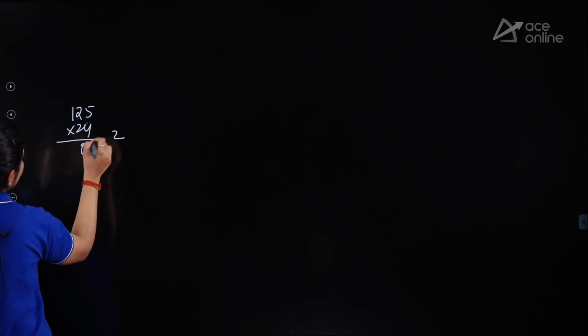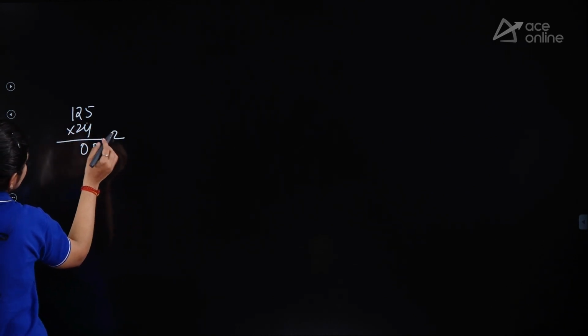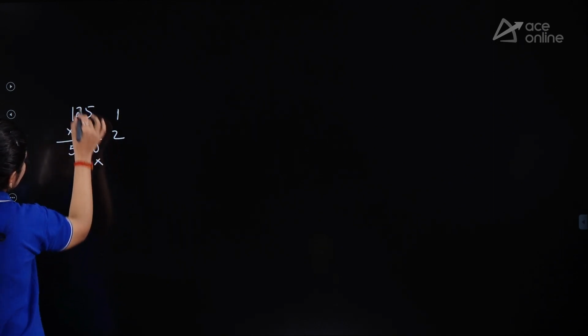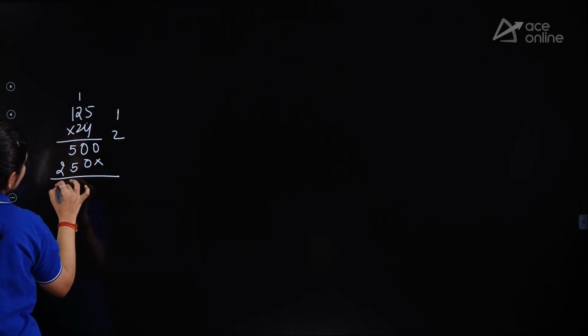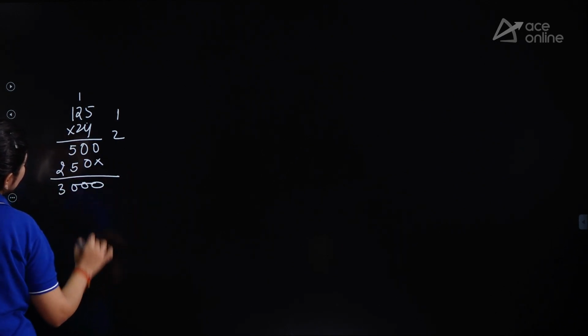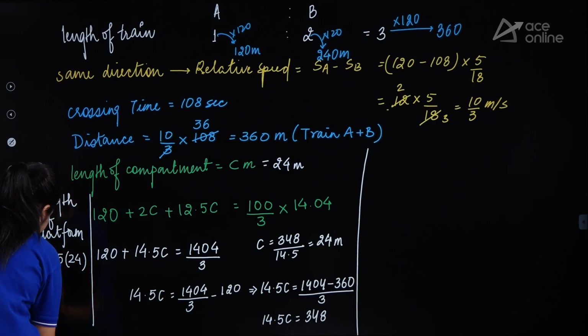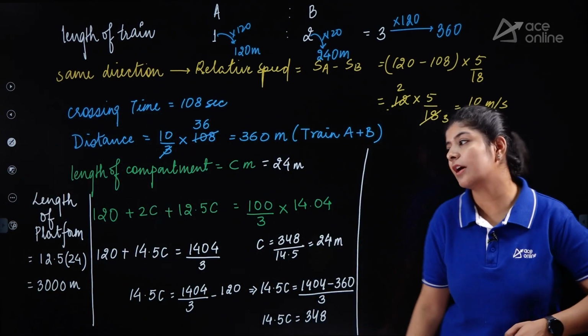Here we are having 10 and the 1 is carried on, right? So here, wait, 1 is carried on 5. And here we are having 3000 meters. The length of the platform that we are having is 3000 meters.